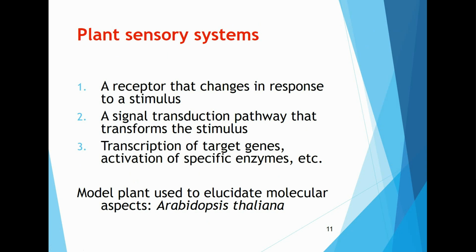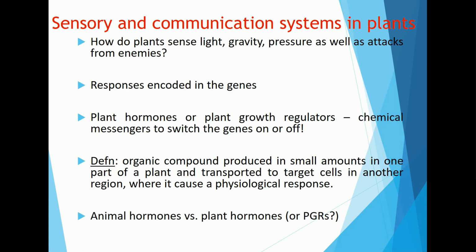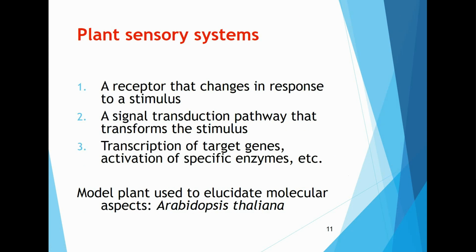Okay, so there are 3 phases to plant sensory systems. So we're going to take what we've learned from this side, that we have a stimulus, it initiates hormones, the hormones get sent to that area that's been affected, and it switches the genes on and off dependent on the response. We're now going to put in 3 stages of signal transduction.